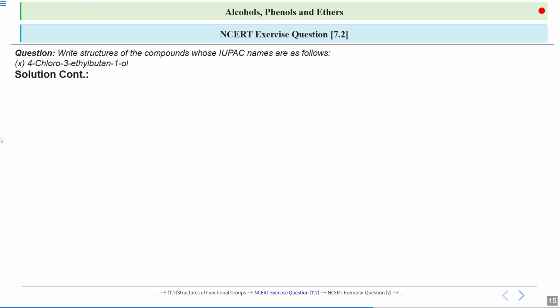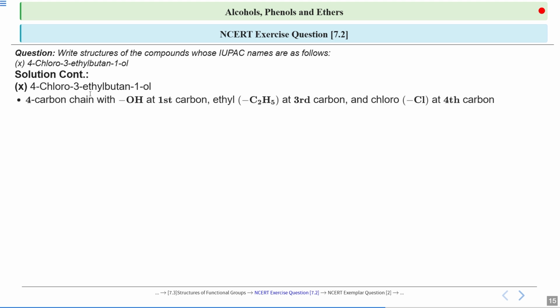Now for the last part, the 10th compound, which is 4-chloro-3-ethyl butane 1-ol. We have a 4 carbon chain because butane means 4 carbons, an OH group, the alcohol group, at the first carbon, an ethyl group C2H5 at the third carbon, and a chloro group at the fourth carbon. So you draw the butane, the 4 carbon chain, with the third carbon attached to the ethyl substituent, the fourth carbon attached to chlorine, and the first carbon attached to hydroxyl, and you get the structure of 4-chloro-3-ethyl butane 1-ol.